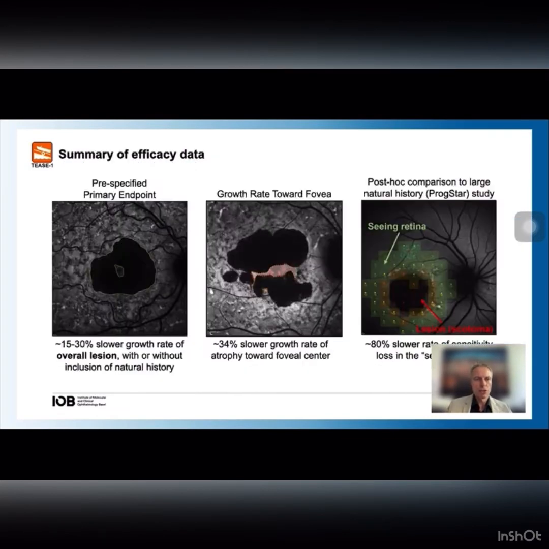This slide shows a summary of the efficacy data. To the left, as we just discussed, there was a 15 to 30% slower growth rate of the overall lesion with or without inclusion of natural history cases. When we specifically analyzed the growth rate towards the fovea, there was a 34% slower growth rate of atrophy toward the foveal center. And when we compared in a post-hoc analysis the microperimetry data to a large natural history study, namely the ProgStar study, there was an about 80% slower rate of sensitivity loss in the so-called seeing retina.